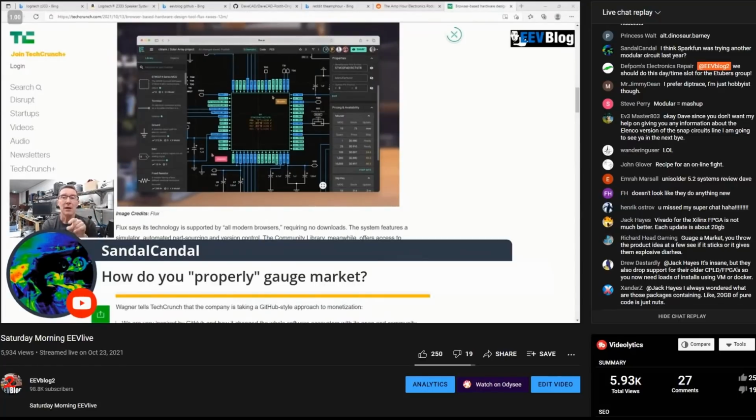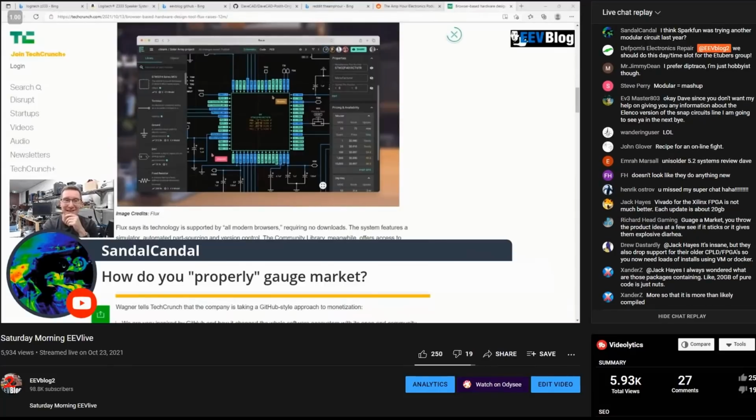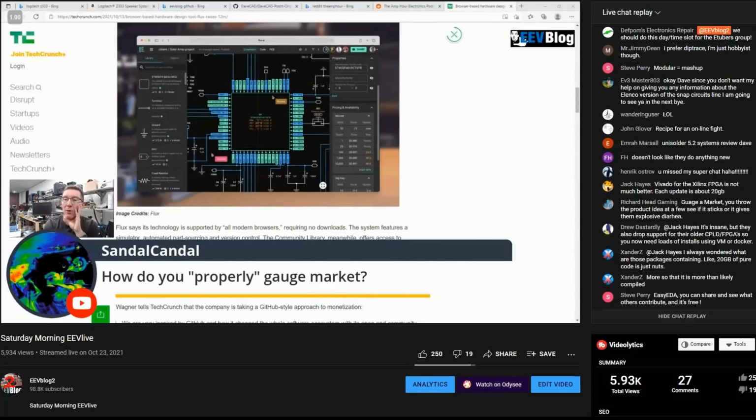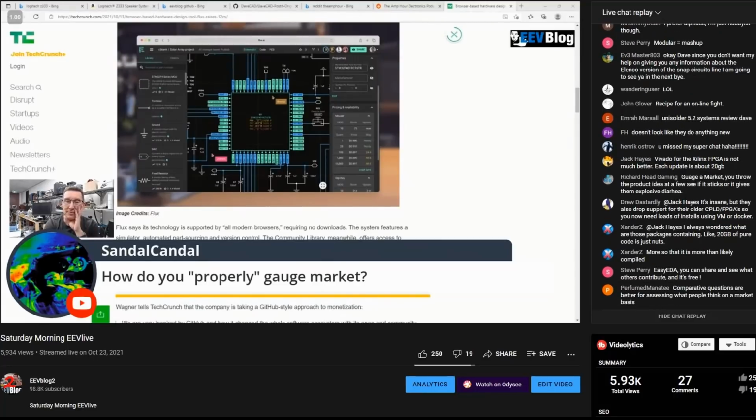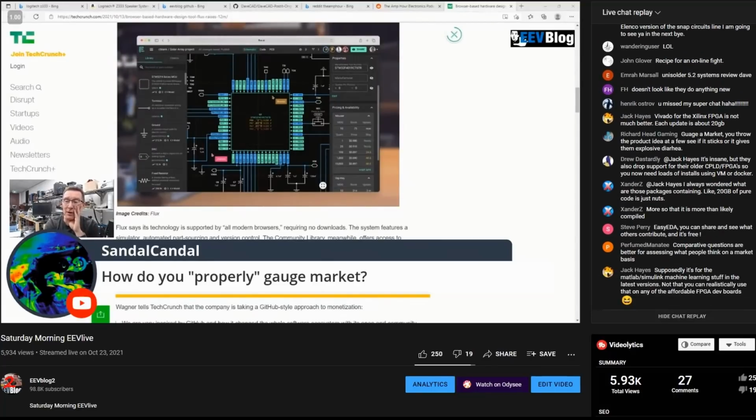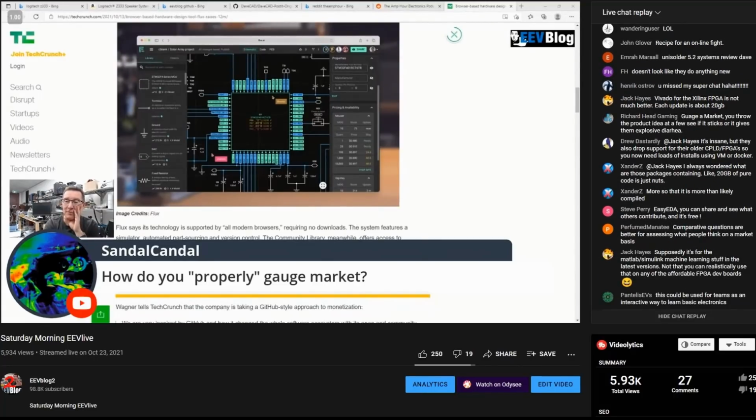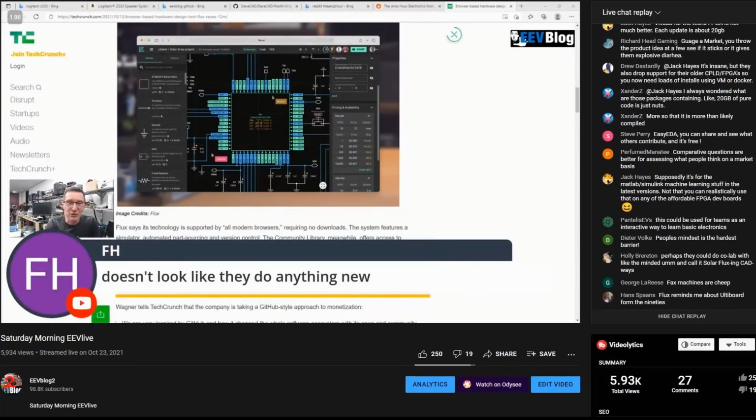And they also probably have no idea of the entrenchment of CAD tools in people's mindset and market, right? It's just that people don't want to move from their CAD tool. They don't want to magically take up this new online tool that no one in the industry uses. Oh, yeah, well, I do wish them luck, but I think they've missed the mark. It doesn't look like they do anything new. Yeah, I don't see what they're doing new.